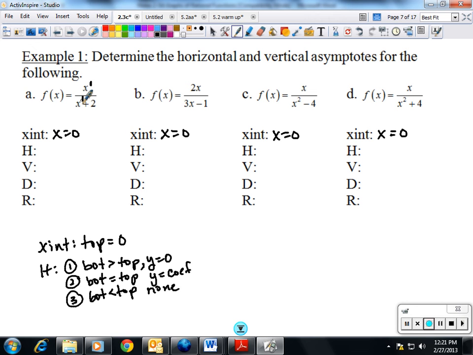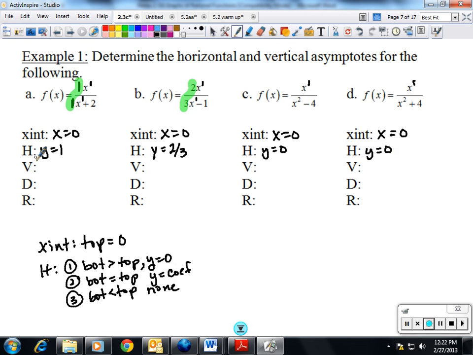Right here, 1 equals 1, so they're the same, so it's the coefficients. So it's just y equals 1. This one, the exponents are the same, so it's the coefficients, so it's y equals 2/3. This one, a 2 is bigger than a 1, so the bottom is bigger. If the bottom is bigger, then it's y equals 0. The bottom is bigger than the top, y equals 0.